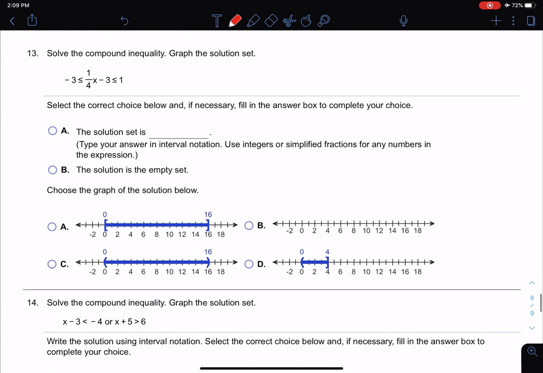All right, let's take a look at 13. 13 says, solve the compound inequality. So we've got the same kind of thing.